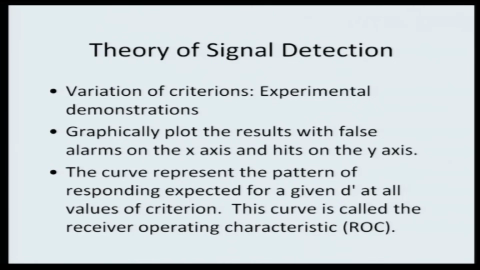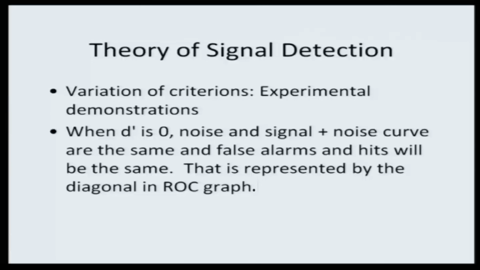This curve represents the pattern of responding expected for a given d prime at all values of criteria. So, you change your criteria, the d prime remains the same, and then you see how, depending on the criteria that you have selected and the value of that criteria, the curves will change. Now, when d prime is 0, the noise and signal plus noise curves are the same, and false alarms and hits will be the same. That is represented by the diagonal in the ROC graph.